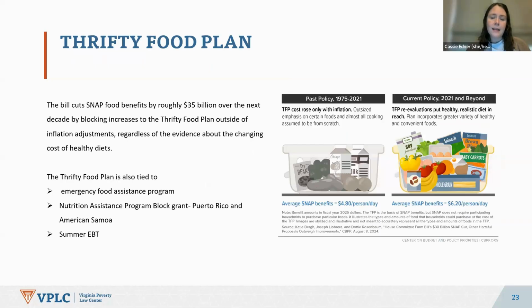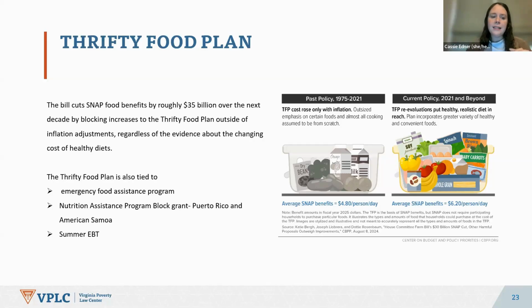Thrifty food plan, it still allows for adjustments for inflation, but it doesn't allow it to consider changes in the changing cost of healthy diets. So we had a recent update to the thrifty food plan. Prior, they updated what foods are considered healthy and what's a healthy diet, and kind of looked at what it actually costs versus what it was, just back in 1975. So we're going to see roughly a $35 billion cut over the next decade. And by cut, it means that it won't be expanding. So those expansions under the Thrifty Food Plan won't be happening under this plan except for inflation.